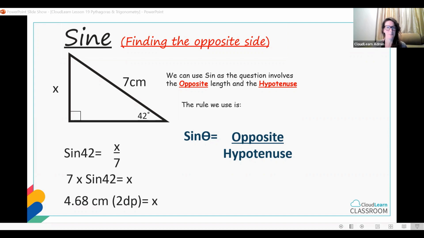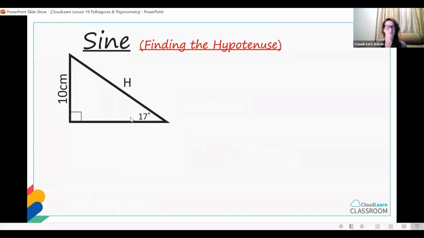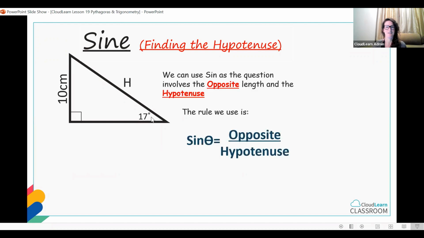I'll keep moving. Okay, so that's for finding the opposite side. It's a little bit easier to find the opposite side because the opposite side goes on the top of the fraction. We've got an extra step when we're looking to find a missing hypotenuse, because when we write out our sine ratio and fill in all these things, this time we've got an angle of 17, an opposite of 10, and the hypotenuse is the side we want to find. So when we've got this problem, the missing side is actually on the bottom of the fraction.